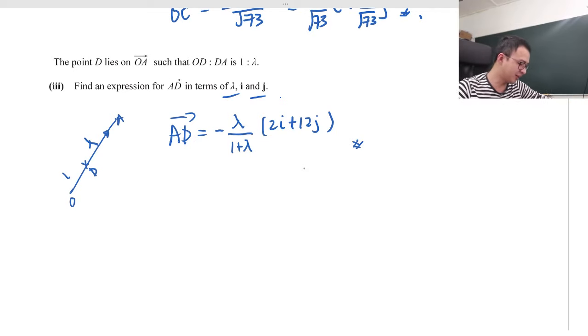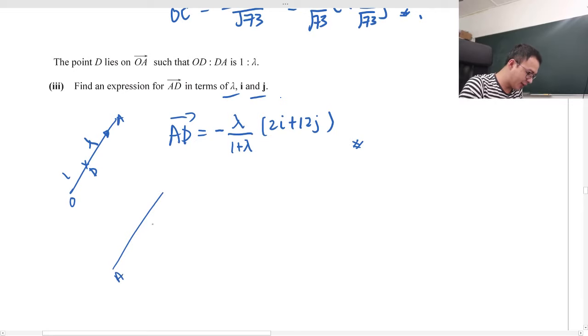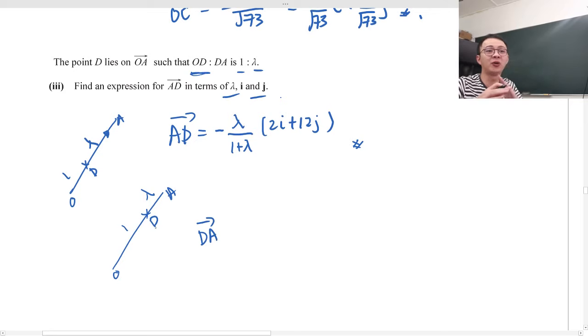The first thing, lambda actually is given. We have OA because they say D lies on OA, right? This is OA. D might be somewhere here. I do not know, D can be here also. We do not know where D is, so I just assume any point can be D. And then they say OD is 1, so O to D is 1, and DA is lambda based on the ratio given here. If the question asked about DA, it would be quite easy because DA follows the OA direction. But the question asks about AD, which is basically the opposite direction of OA.